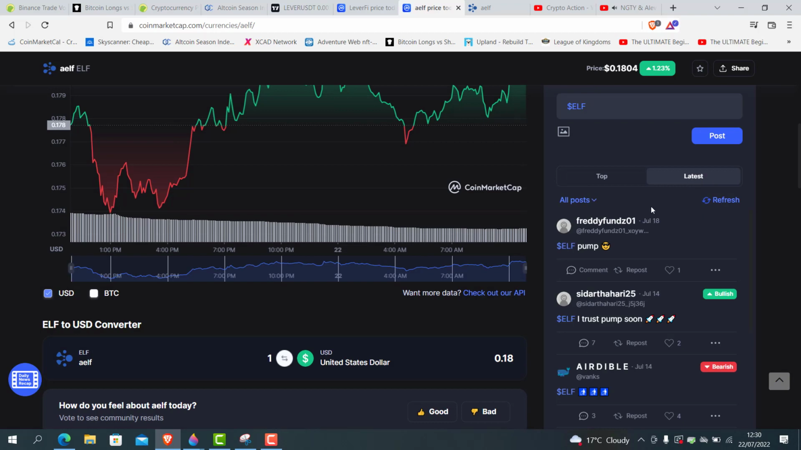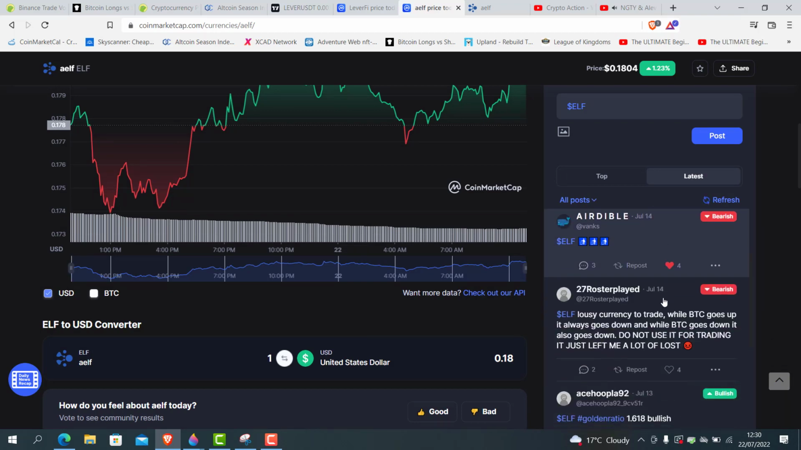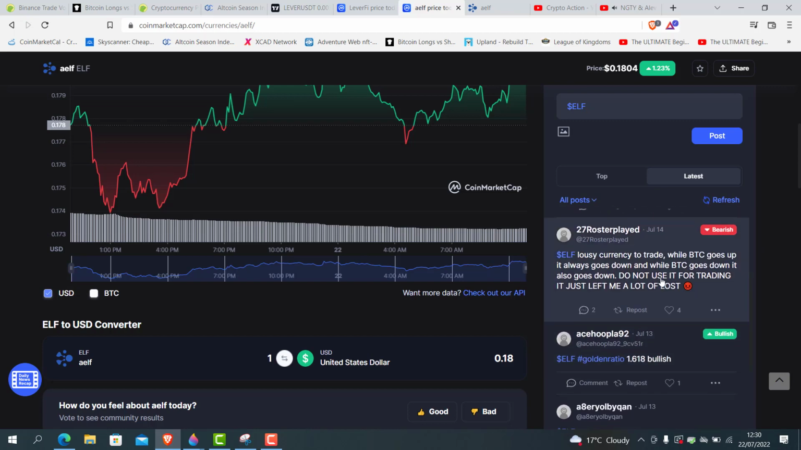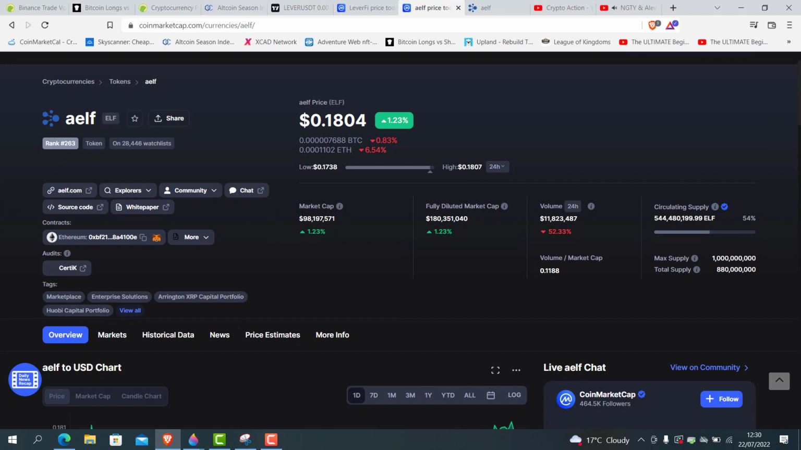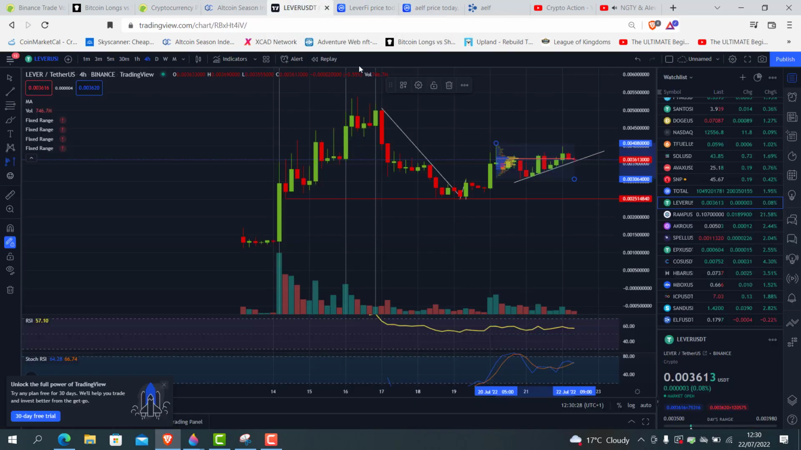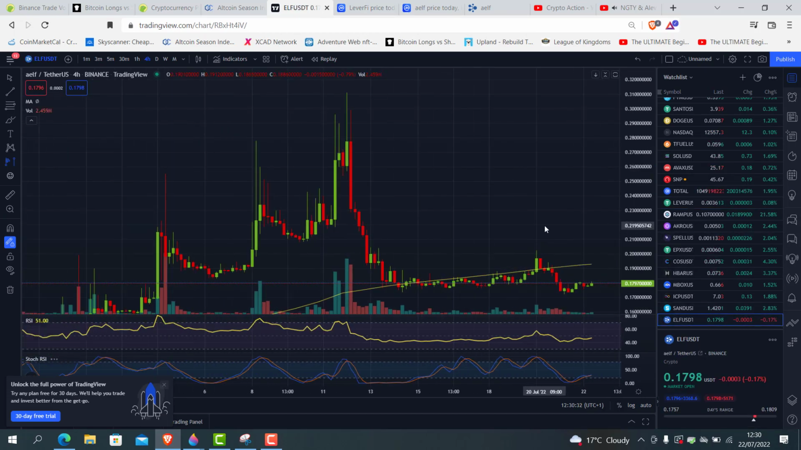We can read some comments. I trust pump soon. Let's have a look at the market cap. Market cap is 98 million. Right, so let's have a look at the time frame.